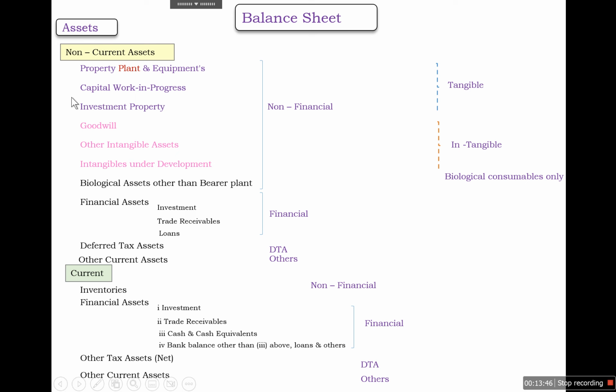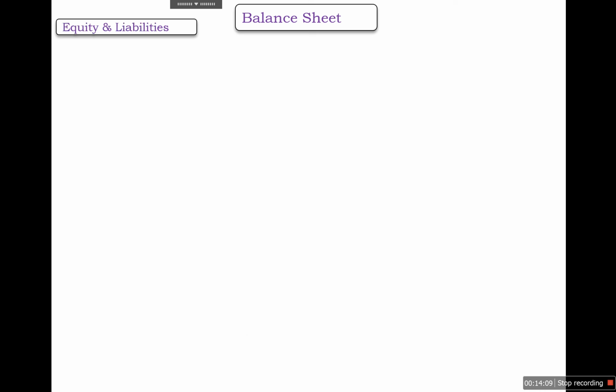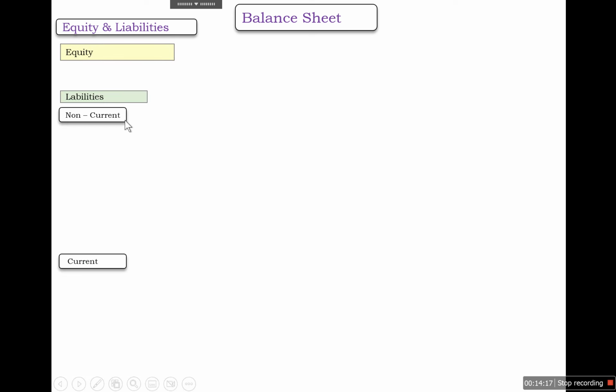If we check again, first the assets category is divided into non-current assets and current assets. Thereafter, non-financial assets and biological assets, financial assets, DTA and others. And in the non-financial category, there is further bifurcation between tangible and intangible assets. And if we look at the other side of the balance sheet, it is equity and liabilities. So first, equity and liabilities are presented, and liabilities are further classified into non-current and current categories, and equity is classified into equity share capital and other equity.